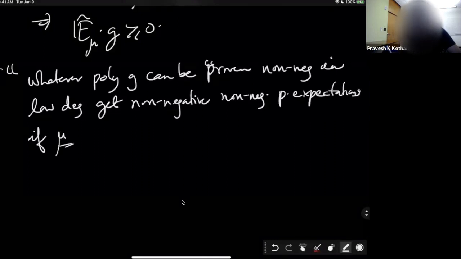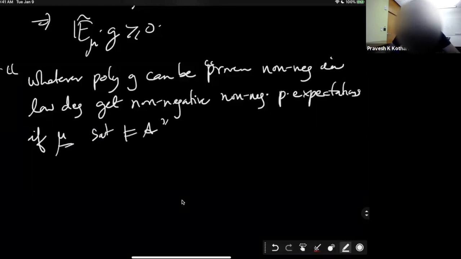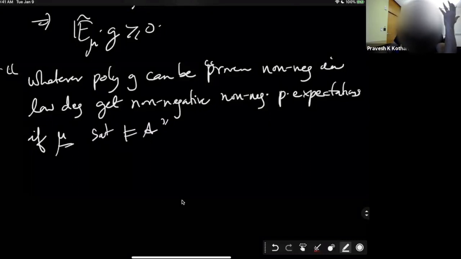Whenever mu satisfies A. So the intuition is that if mu was an actual distribution that was supported on the solution set of A, then whatever polynomial is non-negative on the solution set would have a non-negative expectation. We basically toned down that conclusion for pseudo distributions. We said, whatever polynomials we can prove non-negative in low degree will get non-negative pseudo expectations. This is our goal. And we defined what it means for mu to satisfy the constraints in A in order to make this goal happen.